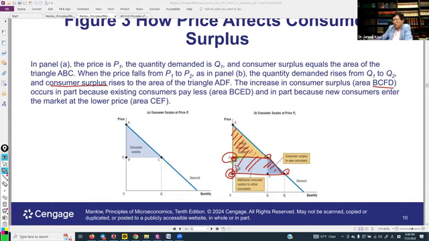Okay, this area. This area is the increased customer surplus. According to part of it, because the existing customers pay less. And the other part, because new customers enter the market at this price.